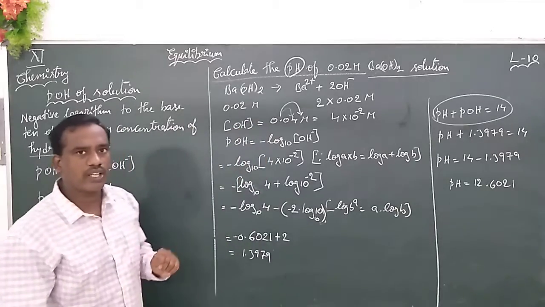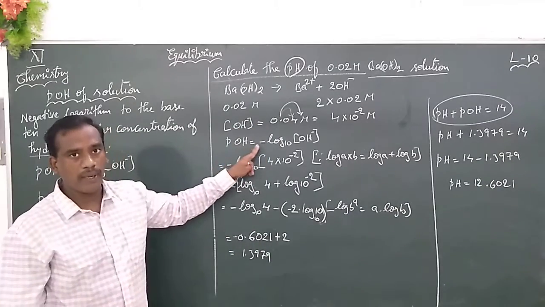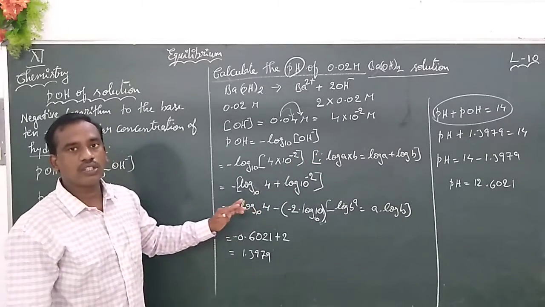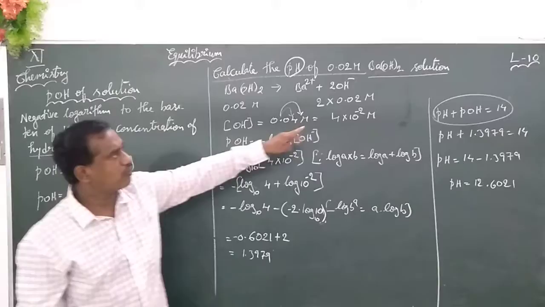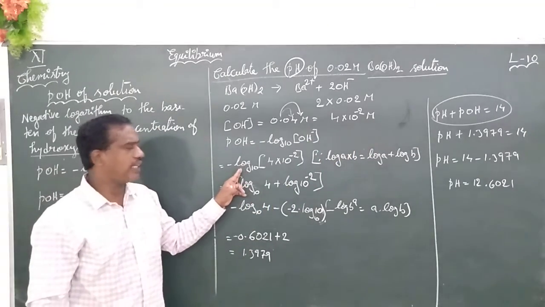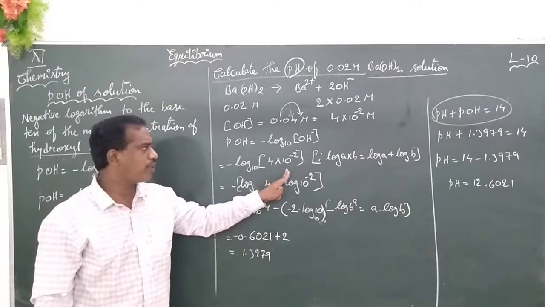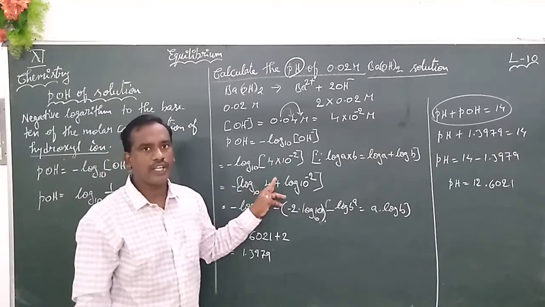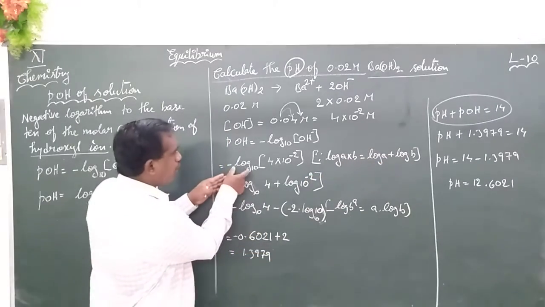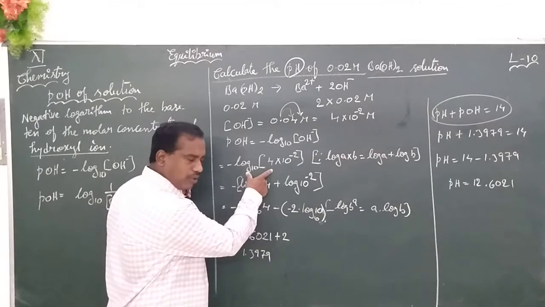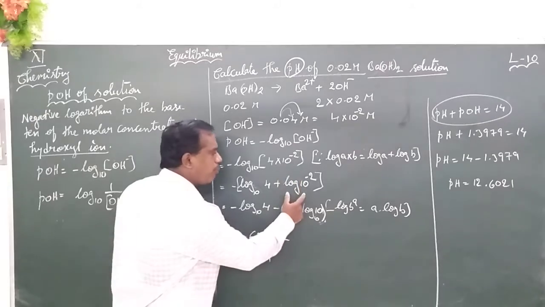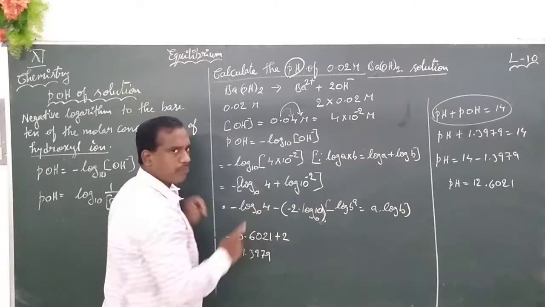So first of all, we are going for pOH is equal to minus log base 10 of the concentration of the OH minus ions. What is the concentration of OH minus ions we got? We got 4 into 10 to the power of minus 2. So pOH is equal to minus log base 10 of 4 into 10 to the power of minus 2. This is in which format? Log A into B. Now we can express this as log A plus log B, means log 4 plus log 10 to the power of minus 2.